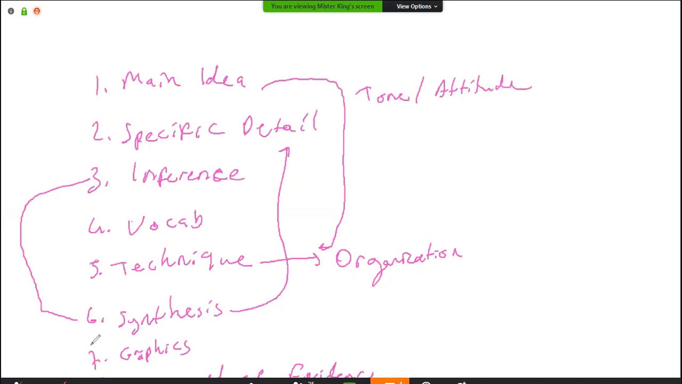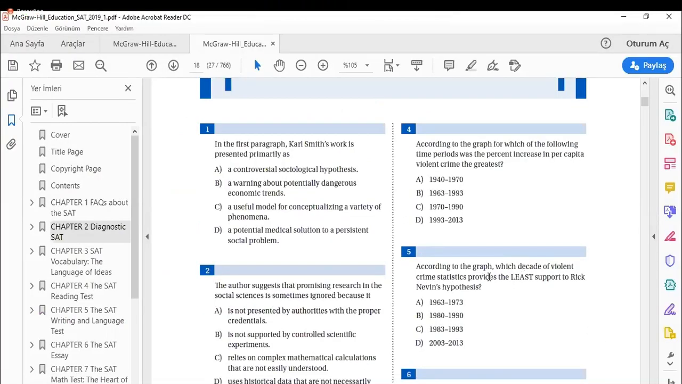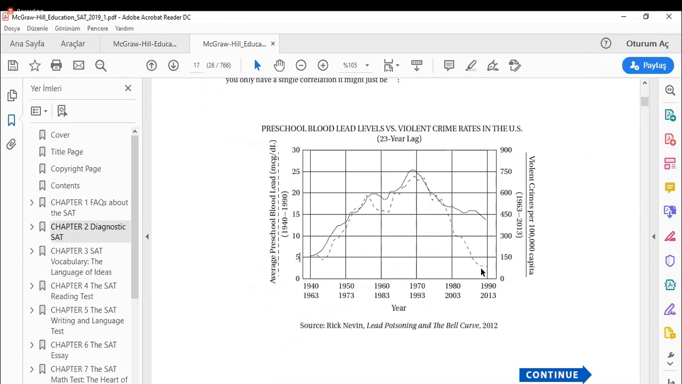Okay, Eray, let's continue with you, please. According to the graph, which decades of violent criminal statistics provides the least support to Rick Nevin's hypothesis? What sort of question is this, Eray? It's probably also a graphics question, but it may be an inference one too. Everyone, look at the screen, please. This is also hypothesis, inference and synthesis. Synthesis. Because it's asking us to integrate information from infographics to the passage, to the text.